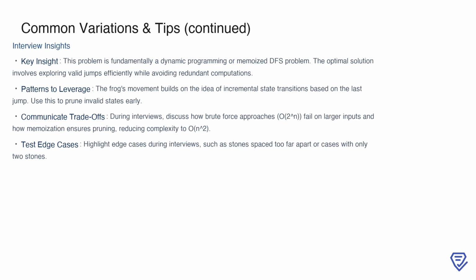Now let's dive into some insights you can use during interviews. The key to solving this problem efficiently is recognizing it as a dynamic programming or memoized DFS problem. The optimal solution involves exploring valid jumps systematically while avoiding redundant computations. The frog's movement naturally builds on incremental state transitions based on the last jump size, which allows you to prune invalid states early, making the solution more efficient.